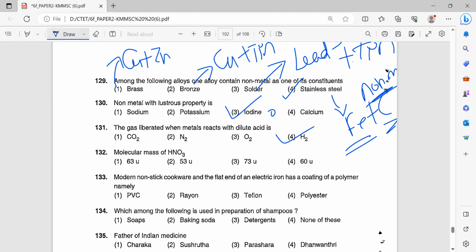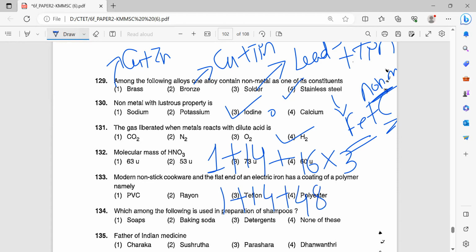Next, they asked the molecular mass of nitric acid, HNO3. So here we have to consider atomic masses. Hydrogen is 1. Nitrogen is 14. Oxygen is 16, and there are 3 atoms, so 16 into 3 is 48. So 1 plus 14 plus 48, it will come around 63. 63 is the right answer.